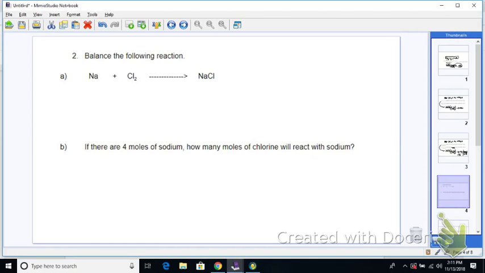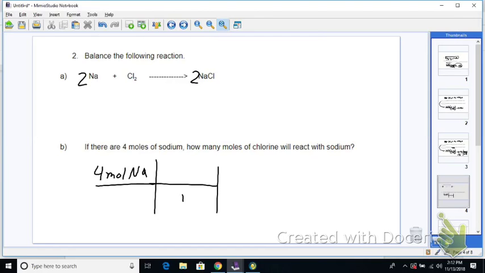I'll come around. If I had to do the calculation, what would I have to start my problem? So I know it's a calculation. What's going to start my setup? 4 moles of sodium. Right, so I'm going to put 4 moles of sodium here. Remember what I said? When you do this, you just copy, not the number, but the unit and the symbol, so that they'll cancel.